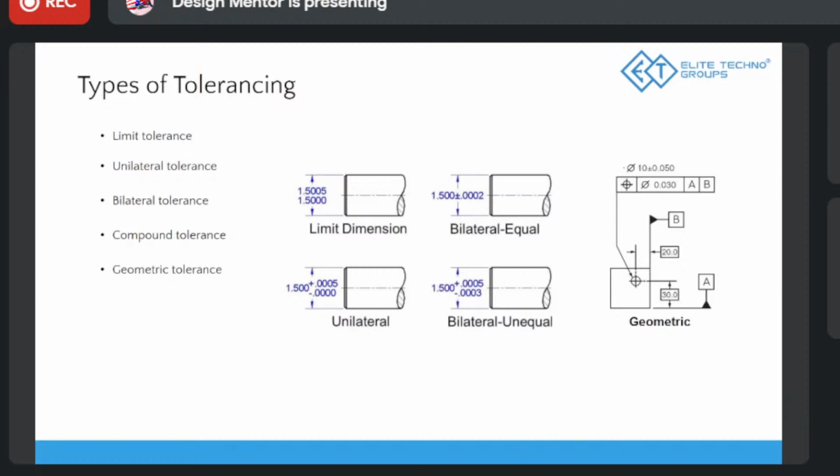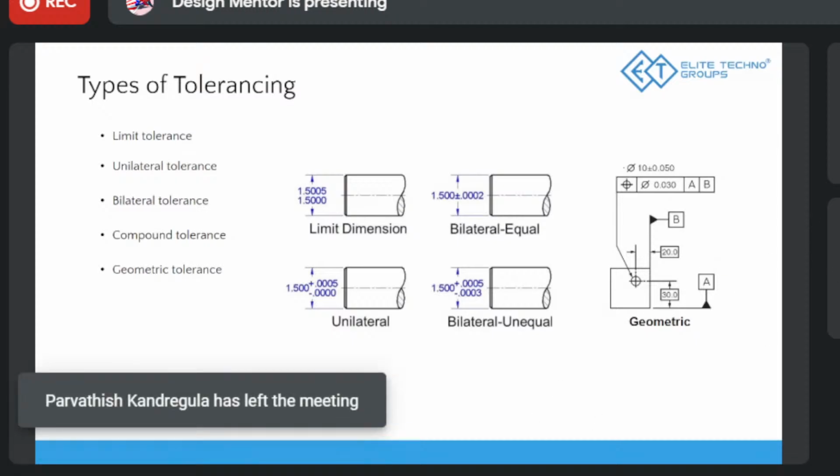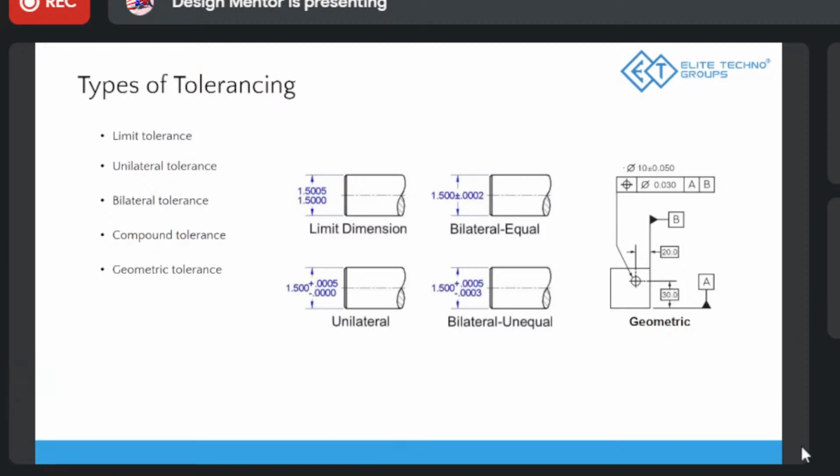So one of them is limit dimension, which you can see, where you don't give the dimension and the tolerance separately. You give the upper limit that can be made during manufacturing, and the lower limit. Now you can see in this case it's 1.5005. That is the upper limit. That's how thick the rod or shaft can get, or it can be 1.5, right? So this is a way you can give tolerancing.